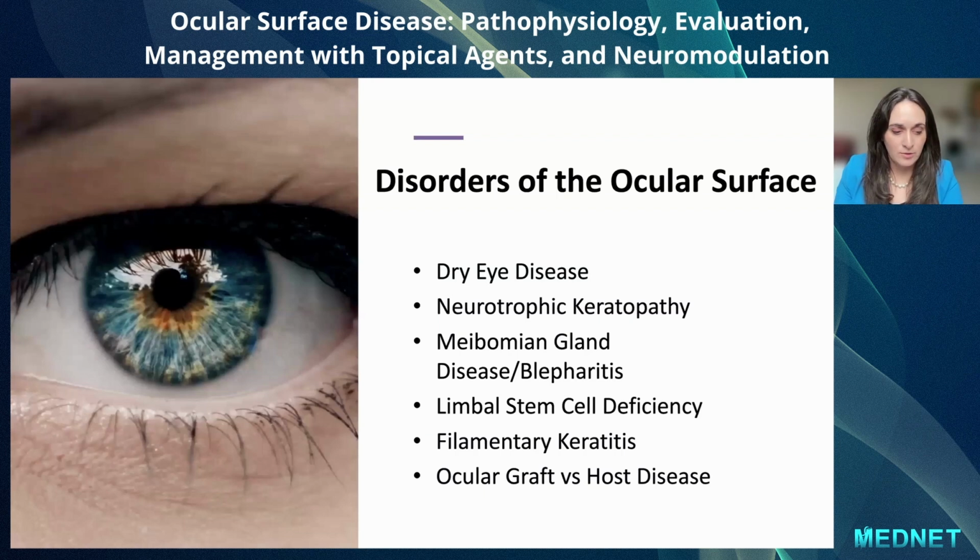So what are the disorders of the ocular surface? We're going to focus most on dry eye disease, but there's also neurotrophic keratopathy, meibomian gland disease and blepharitis, limbal stem cell deficiency, filamentary keratitis, and ocular graft versus host disease. We are going to go through some of these, and this isn't all of the ocular surface diseases. There are many more, but this is a good sampling.